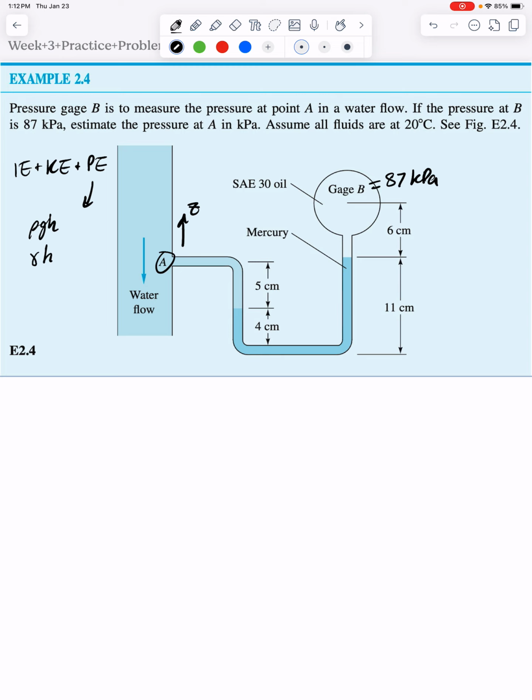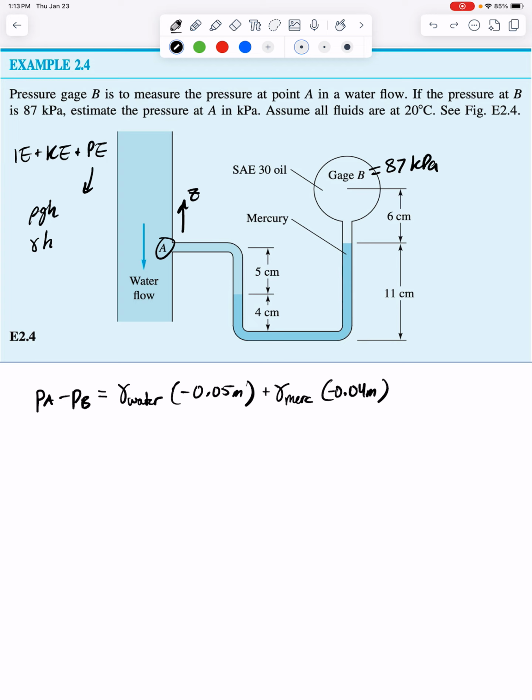So what do I mean? First I move through my medium, water, and then I move down 5 centimeters. I then enter a new medium, mercury, and I move down 4 centimeters. Then I go across this section, and because I have the same height, or same location in terms of z, there's no pressure change. It's constant pressure throughout that location. Then I move up the mercury by 11 centimeters. Finally, I move up the SAE 30 oil by 6 centimeters.